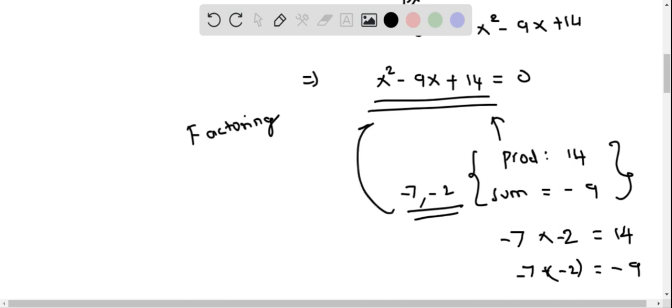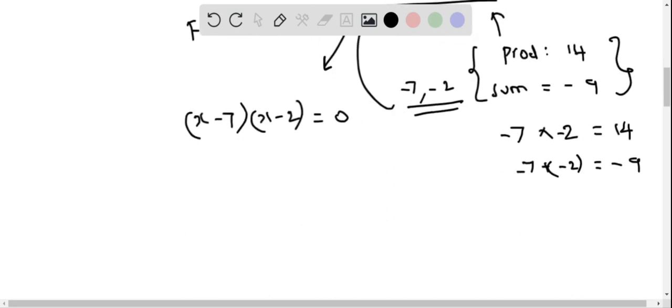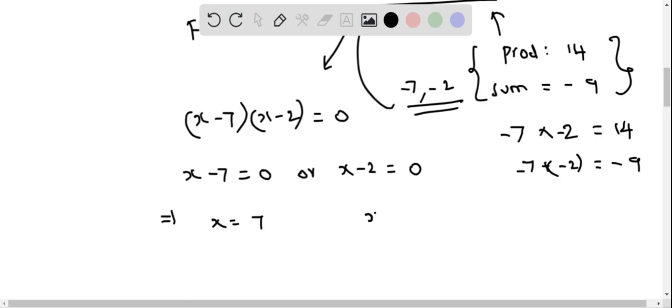So we use this and rewrite this as a product of factors: x minus 7 times x minus 2 equal to 0. So basically we factored this quadratic equation and wrote it in terms of the product of two linear factors. Now to solve for this, either x minus 7 equal to 0 or x minus 2 equal to 0. When we add 7 to both sides, we get x equal to 7, or when I add 2 to both sides, I get x equal to 2. So these are the solutions. The possible values of x could be 7 or 2.